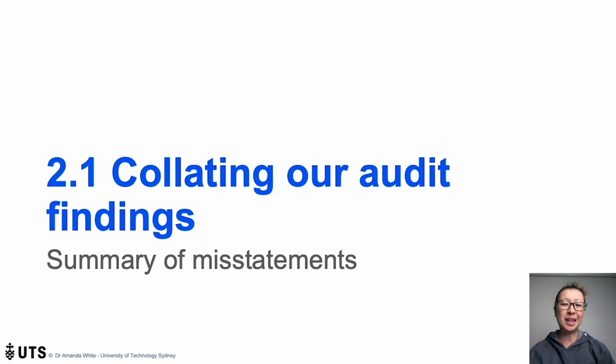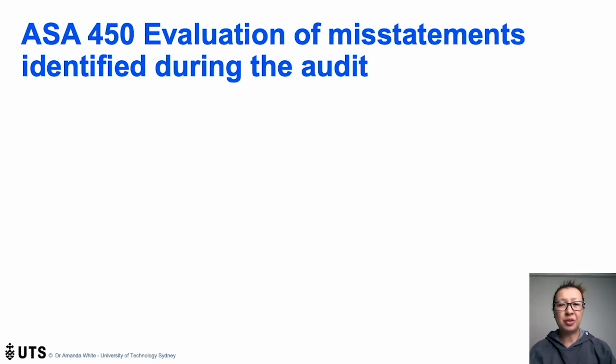So let's look into collating our audit findings, some sort of summary of the misstatements that we found. So ASA 450 says that we have to evaluate the audit misstatements identified during the audit. And this is a really interesting standard because normally our standards on planning are in the 300s, then we have this at 450, and then we have evidence at the 500s, and then the opinion at the 700s. So this is almost like an auditing standard that's a little bit out of sequence, but ASA 450 is the one that we need to look at here.